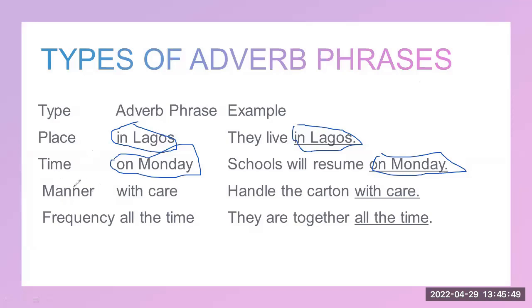Then the next type of adverb phrase is adverb phrase of manner. For example, with care. Now, with care is an adverb phrase of manner. It provides answer to the question how. For example, handle the carton with care. Now, with care provides answer to the question how.